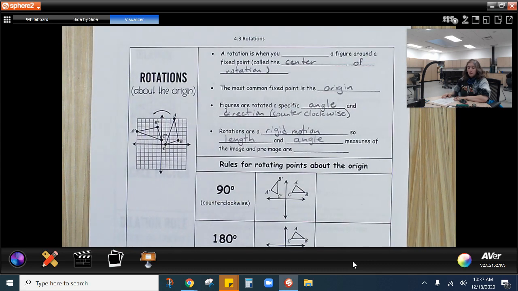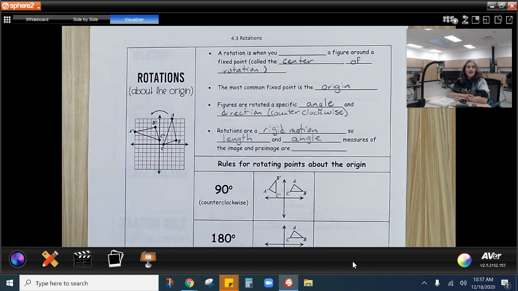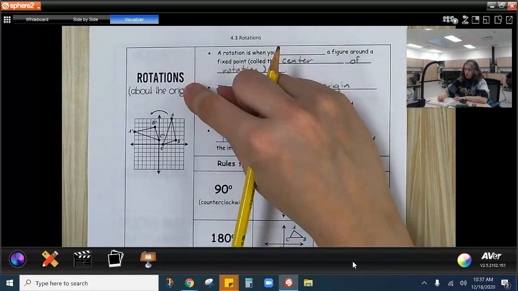Hello, geometry. So with these ones, because of COVID this year, I just want you to be familiar with these, all right? I'm not going to ask you to know them exactly, but I want you to be familiar with what they are and what they look like. So the first one is rotations, all right?